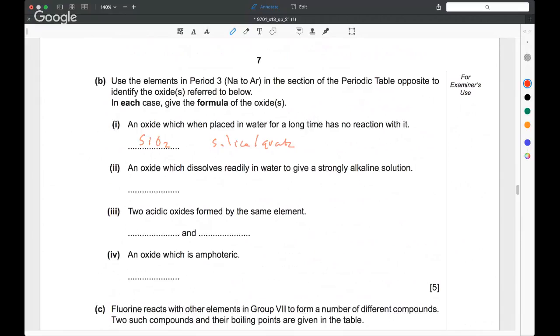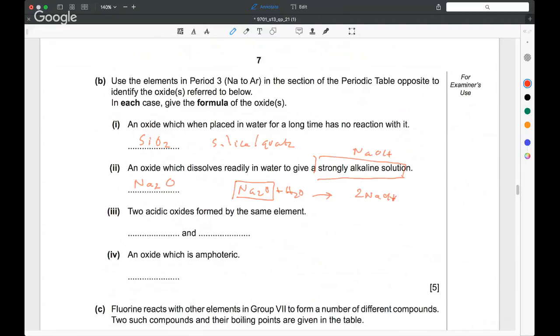Now, an oxide that dissolves readily in water to give a strongly alkaline solution. Your clue is there. What do you know is a strong alkali? Well, we know sodium hydroxide is a strong alkali. So the oxide that's going to dissolve to give us that strong alkali is sodium oxide. If you have sodium oxide and water, what do you get? You get 2 lots of sodium hydroxide. So the oxide that dissolves easily in water to give a strongly alkaline solution is sodium oxide.